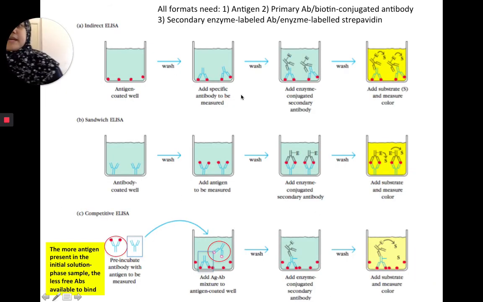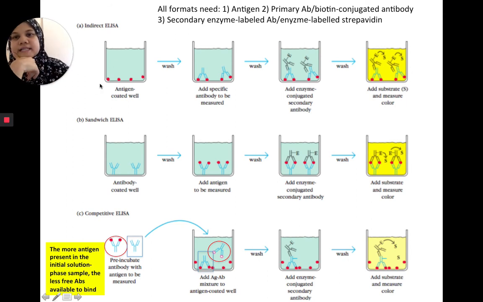Right, so let's look at the different formats. All formats will need an antigen, a primary antibody or a biotin labeled antibody. Then it needs a secondary enzyme labeled antibody, or an enzyme labeled streptavidin. So remember, you've got different antibodies, or you can have biotin and streptavidin. I'll give you an example, but let's go into the different formats first.